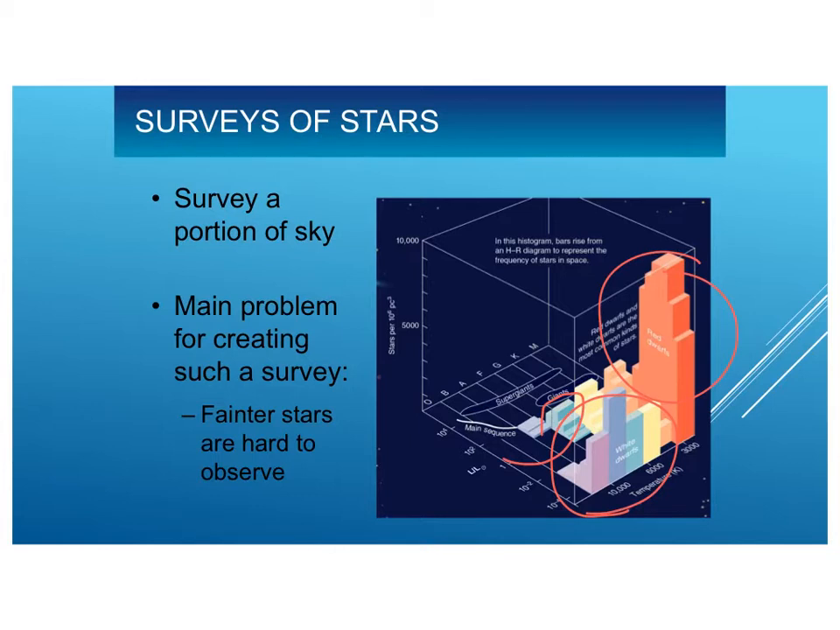The other reason that we have a hard time creating a survey like this is these really faint stars are really difficult to observe. So we know we have very few of the massive stars, very few supergiants, but really faint stars, the ones that haven't quite reached the main sequence yet, those are challenging observationally.